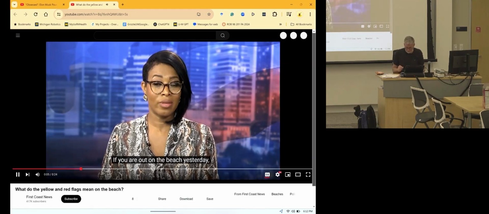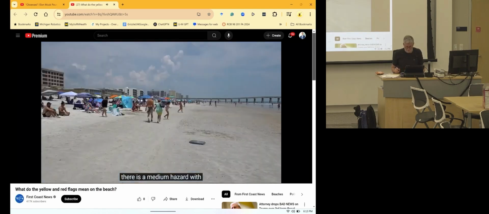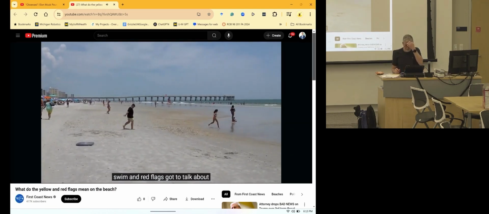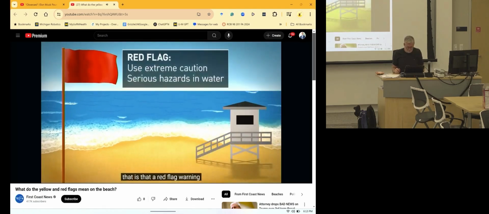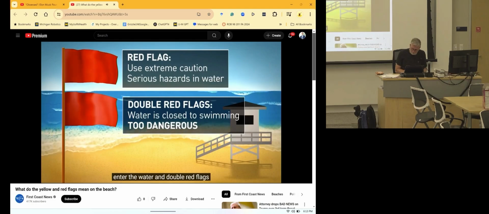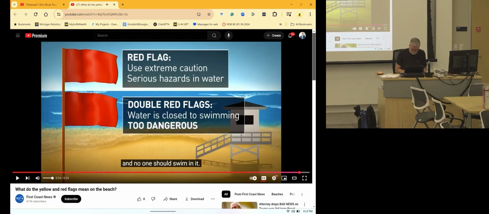Yesterday you likely saw them, so yellow flags mean that. Let me see if I can get the volume up. There's a medium hazard with moderate surf and or currents. Weak swimmers are discouraged to swim. Red flags, got to talk about that instead. A red flag warning means only strong swimmers should enter the water, and double red flags mean the water is just too dangerous and no one should swim.